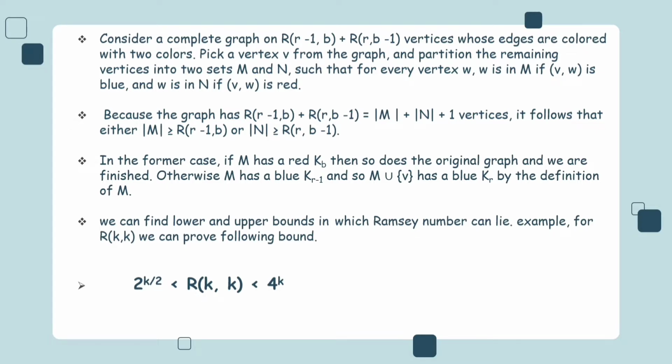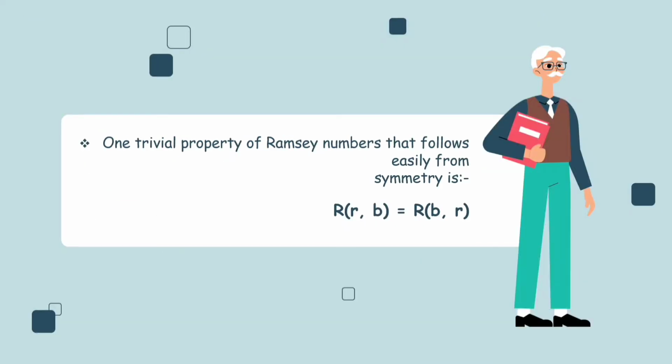We can find lower and upper bounds in which a Ramsey number can lie. For example, for R(k,k), we can prove the following bound: 2 raised to the power k/2 is less than R(k,k), and R(k,k) is less than 4 raised to the power k. One trivial property of Ramsey numbers that follows easily from symmetry is R(r,b) equals R(b,r).